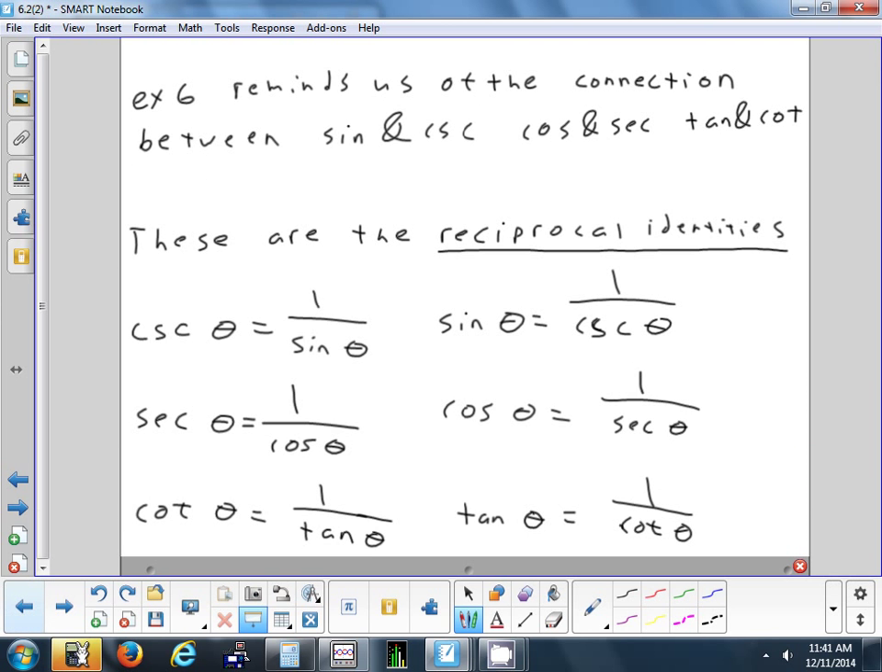Okay, so here are what we call the 3 reciprocal identities. The 3 on the right are just repeats of the 3 on the left. If you just interchange what's in the denominator, you get the one that's on the other side. So if you flip your sine, you get your cosecant. If you flip your cosine, you get your secant. And if you flip your tangent, you get your cotangent. And then if you flip it again, if you take the cotangent and flip it, you change it back to tangent. If you take your secant and flip it, you change it back to cosine, and so on.